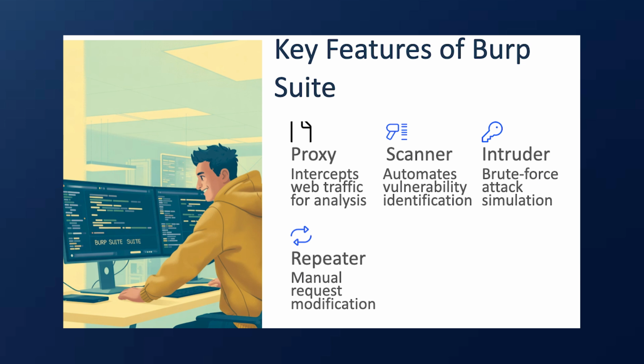Key features of Burp Suite. There are many key features like proxy, scanner, intruder, and repeater. Proxy intercepts web traffic for analysis. Scanner automates vulnerability identification. Intruder performs brute force attack simulation. And repeater performs manual request modification.